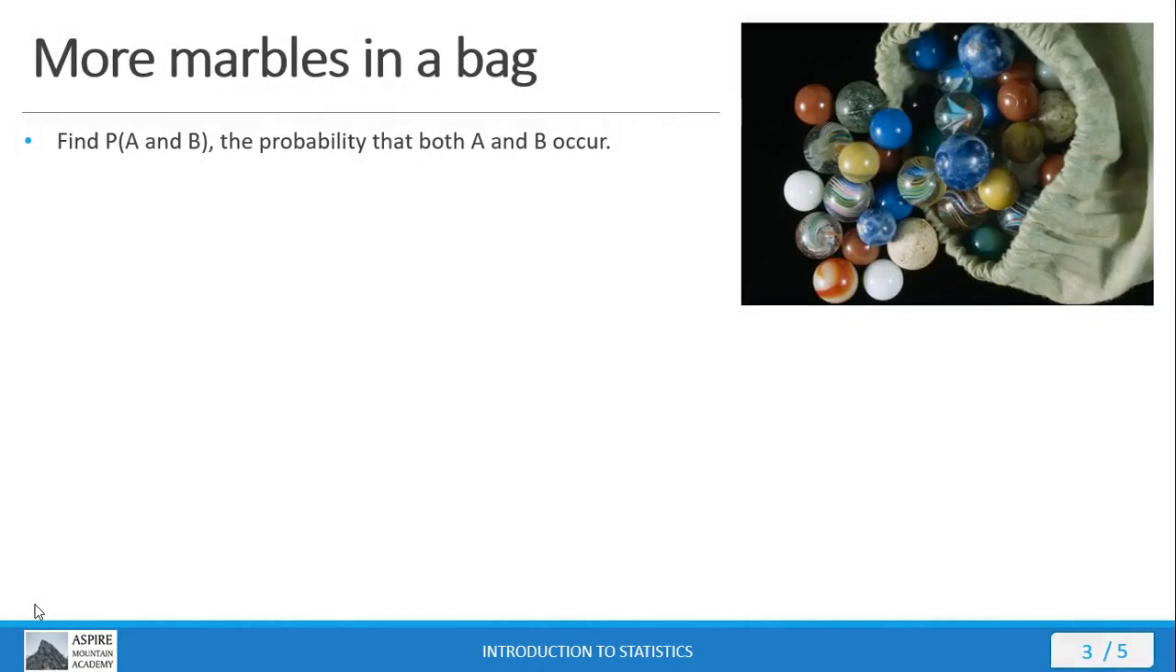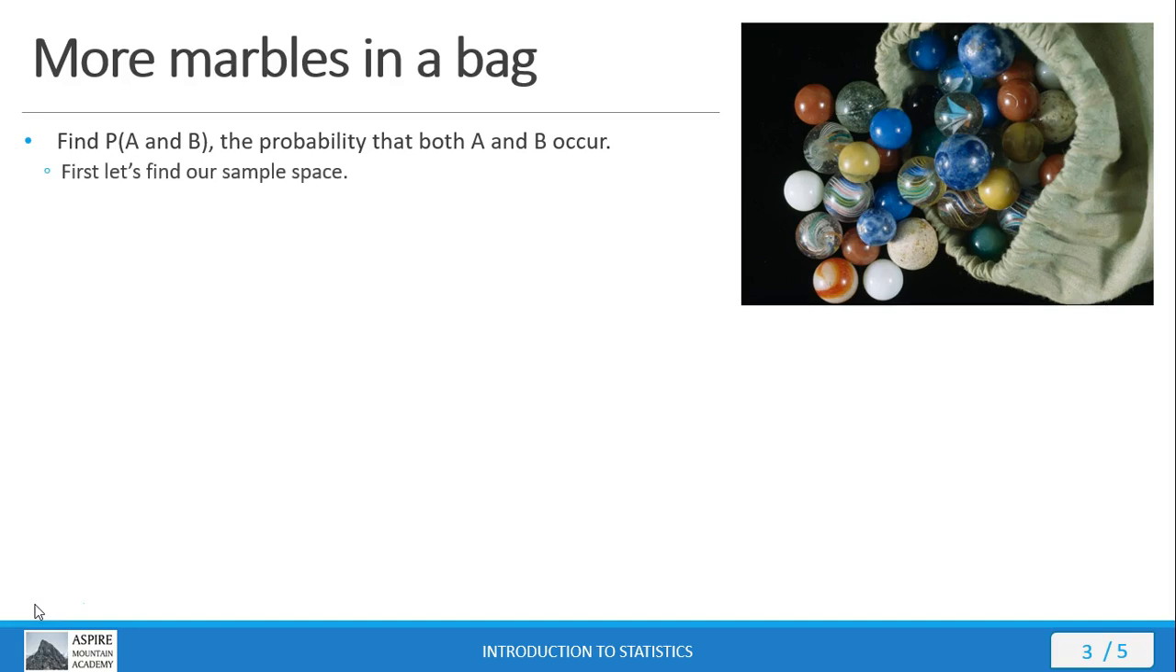Now let's find the probability that A and B occur. Remember, the probability of A and B is the probability that A occurs in the first trial and B occurs in the second trial. Go ahead, stop the video, see if you can remember how to calculate this from what we demonstrated in the last video, and then come back and we'll see how you did.